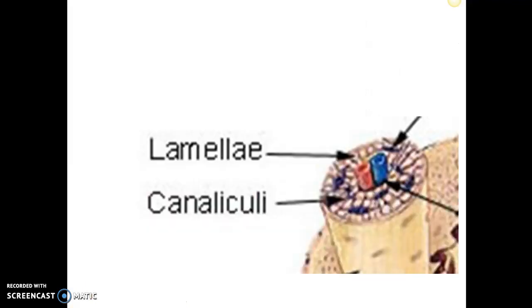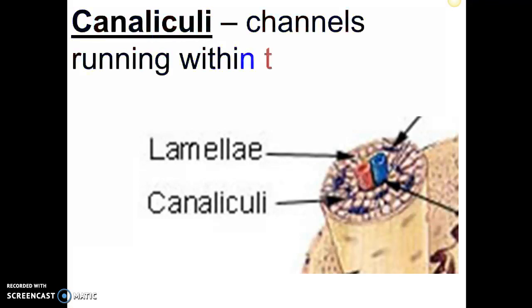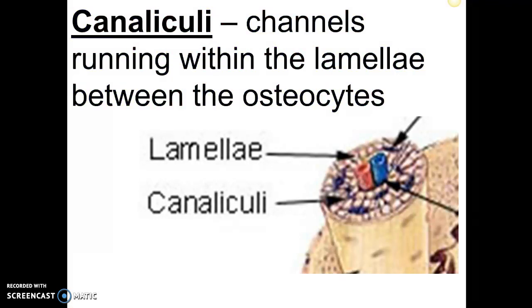All right, so lamellae are the sheets put around. Canaliculi are the little cracks. There we go. Canaliculi are tiny little canals or channels running between the osteocytes and the blood vessels to bring them food and to take waste back from the cells to the blood system.